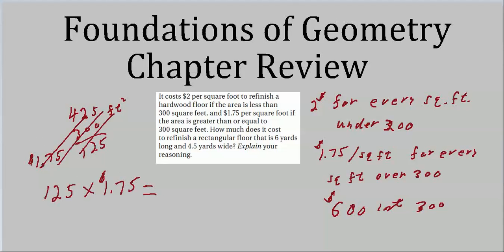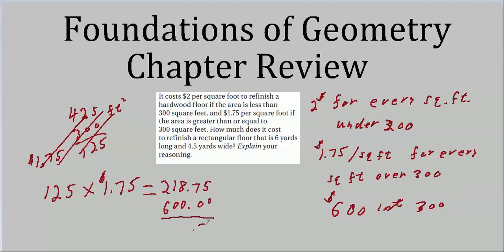And my calculator says that's 218.75. So if we add it all up, we get 600 for the first 300 square feet, 218.75 for the last 125. So what do we got here?